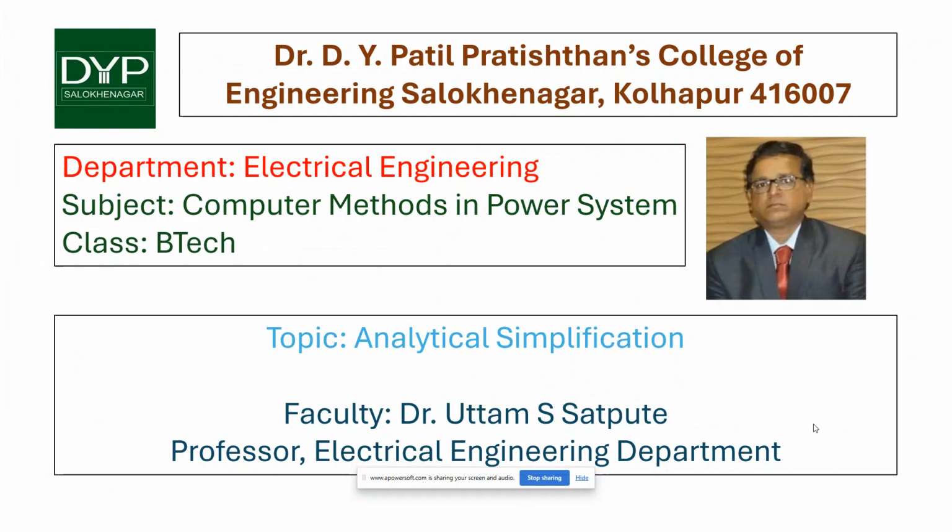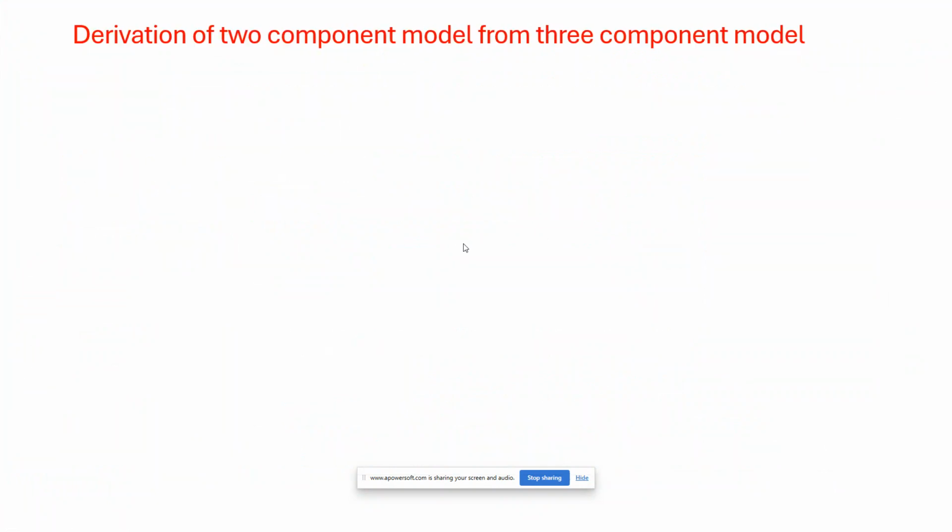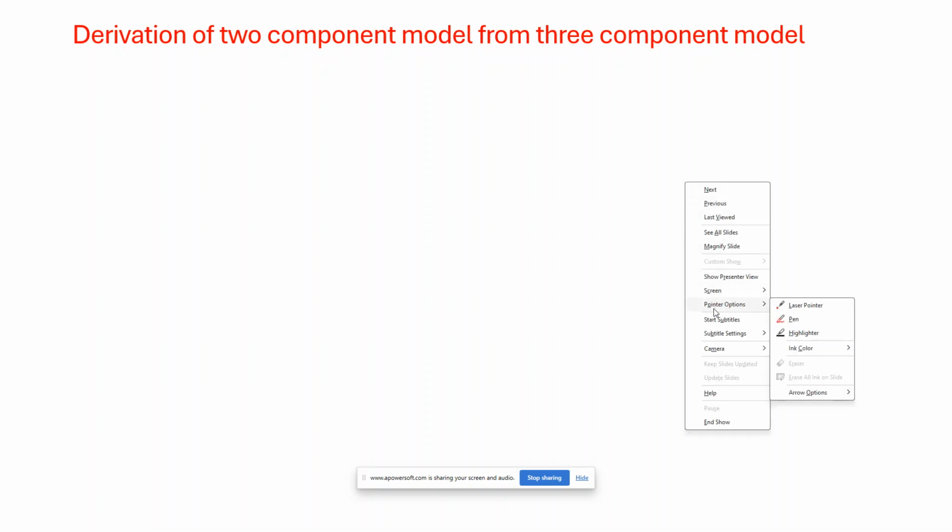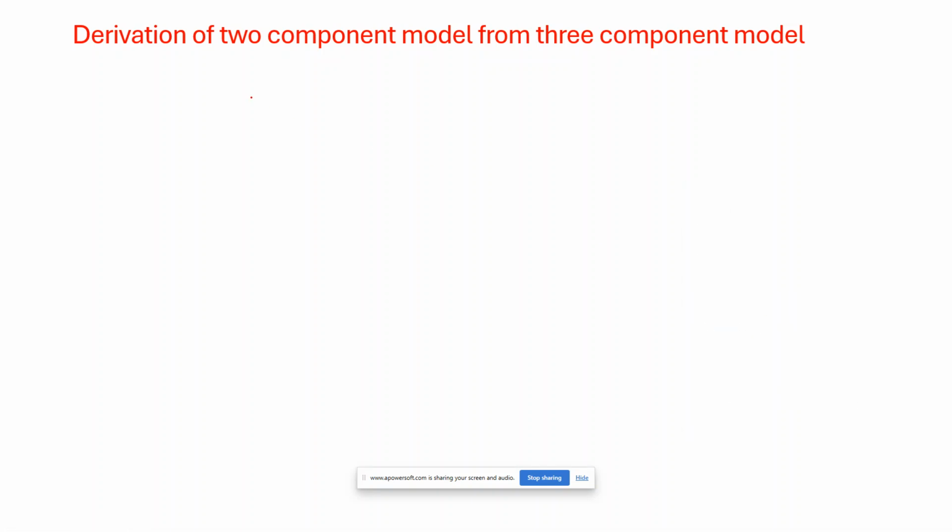on analytical simplification. This is unit 6 of computer methods in power system for BTech. In this video, we shall look at how the two component theory model, that is two component theory for analyzing unsymmetrical fault, has been derived from the three component model. This is what the question asked: derivation of two component model from three component model.